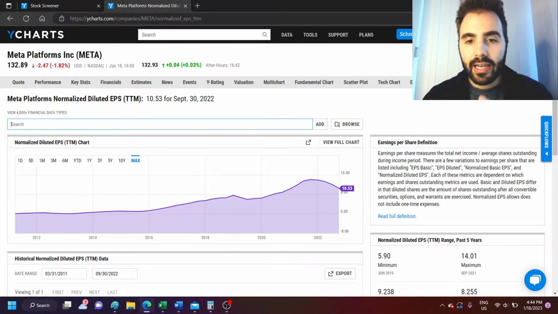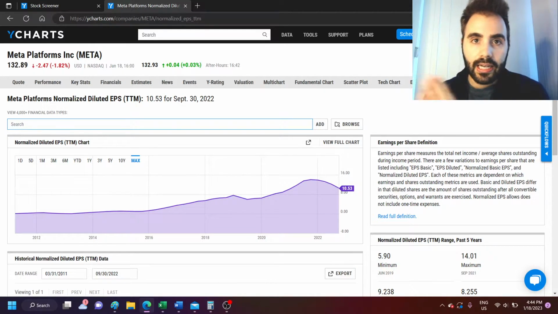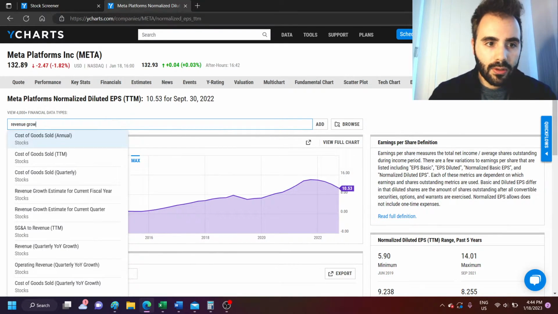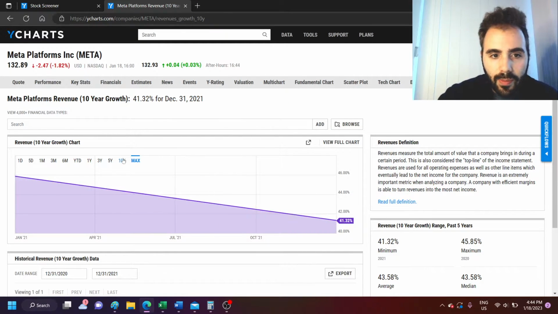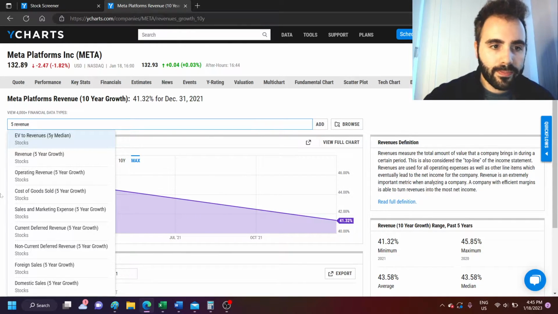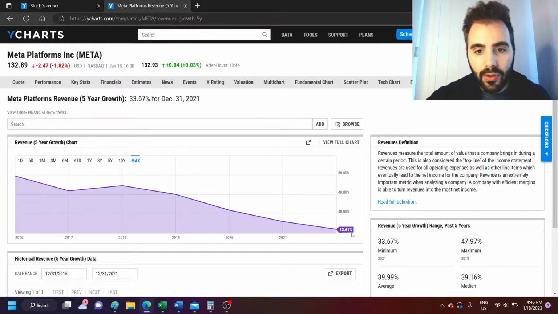Now what we need to find is a growth rate for Meta. What is an appropriate rate of growth that we can anticipate Meta over the next 10 years is able to deliver? I personally like to use revenue growth. So if we look at the 10-year revenue growth of Meta, it doesn't have a lot of really good numbers for us. The most recent number is 41. That's way too high in my opinion. So we can look at the 5-year revenue growth. So over the last 5 years, Meta's been able to grow its revenues at about 34% per year.